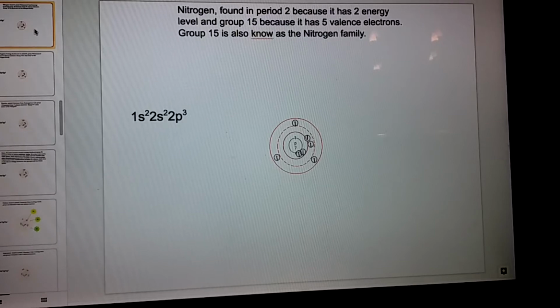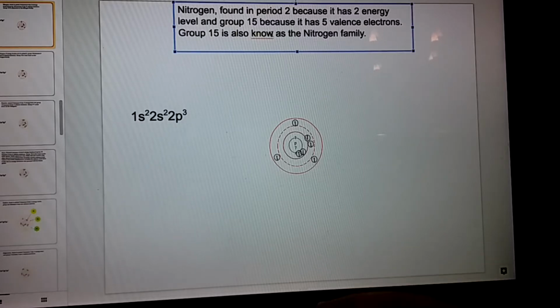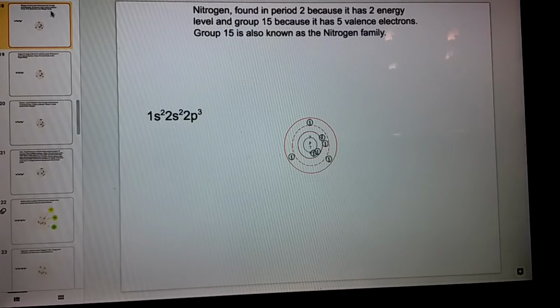Nitrogen, found in period 2 because it has 2 energy levels, in group 15 because it has 5 valence electrons. Group 15 is also known as the nitrogen family.